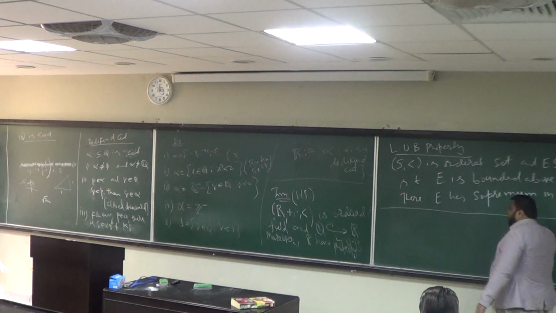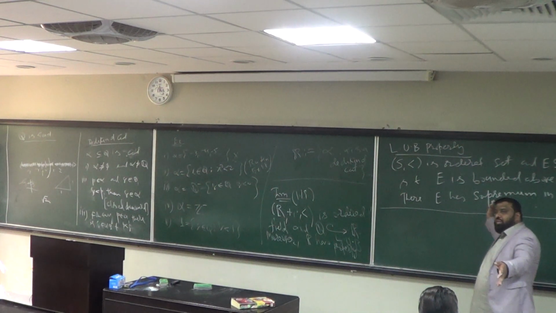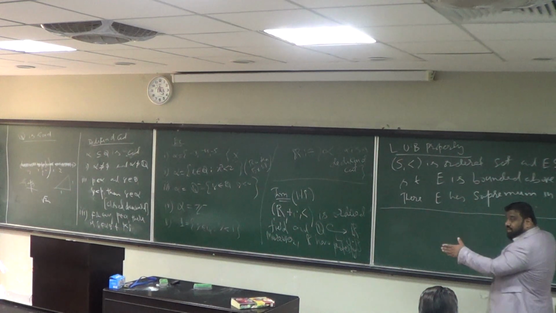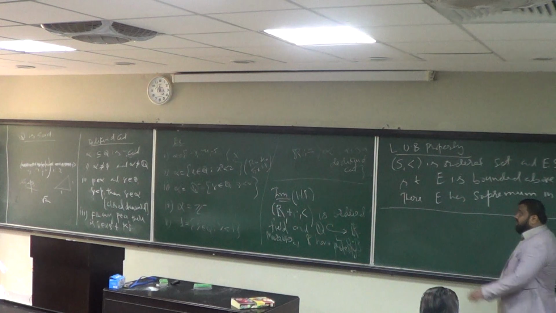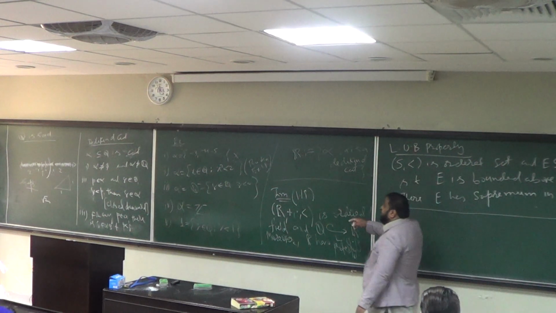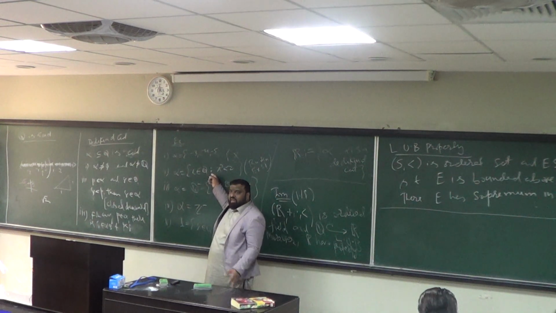So what's the least upper bound property? Simply, you take a subset with an upper bound, there must be a supremum within that set. So Q does not have the least upper bound property because I'm taking a subset of Q which has an upper bound like 2, but doesn't have a supremum in Q.